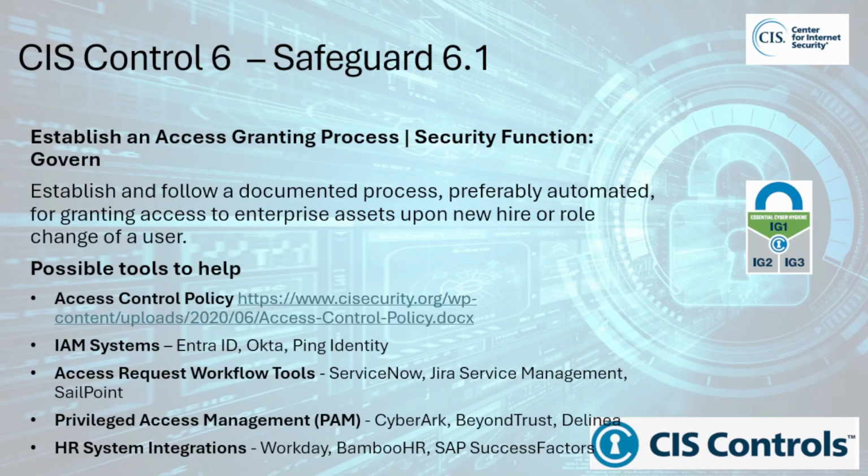Other possible tools include 1. Identity and Access Management, or IAM systems, examples such as Microsoft Entra ID, Okta, or Ping Identity. Purpose is to automate user provisioning and deprovisioning, manage role-based access control, or RBAC, and enforce approval workflows. 2. Access request workflow tools such as ServiceNow, Jira Service Management, or SailPoint provide structured, trackable access request and approval processes. They can integrate with IAM for automatic provisioning post-approval.